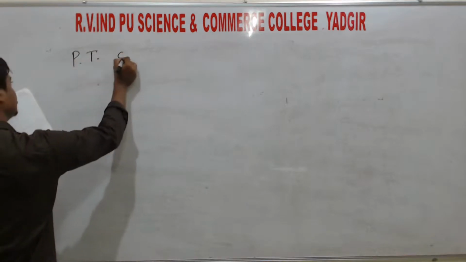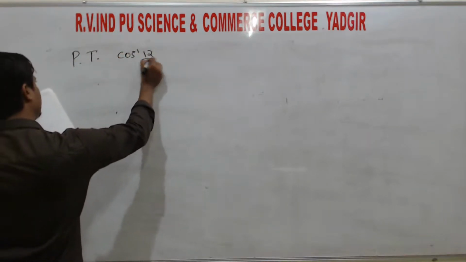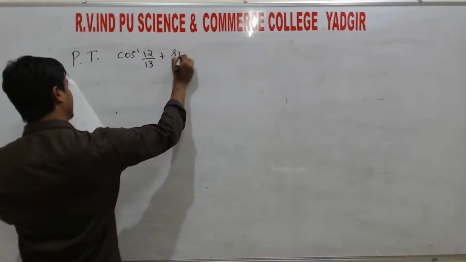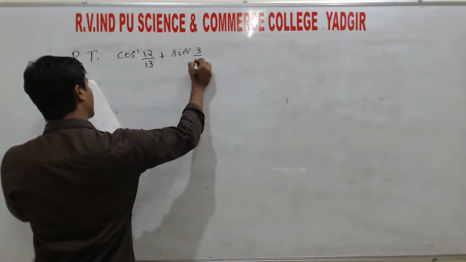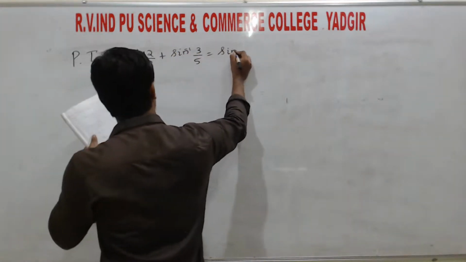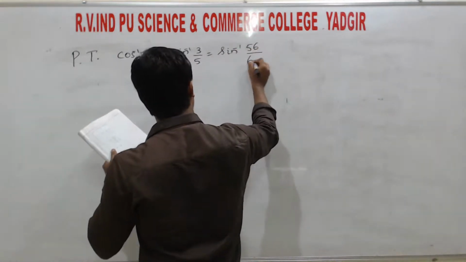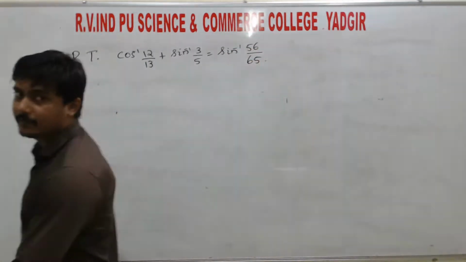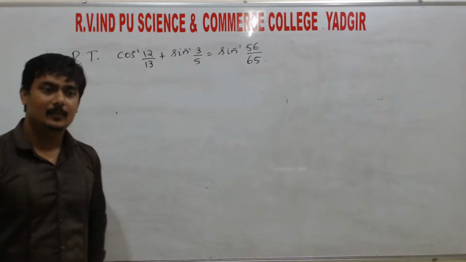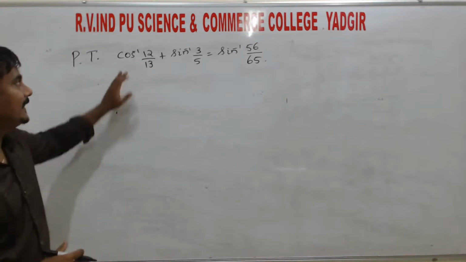Prove that cos inverse of 12 by 13 plus sin inverse of 3 by 5 is equal to sin inverse of 56 divided by 65. Yes, this problem is also very simple. You will take the left hand side.